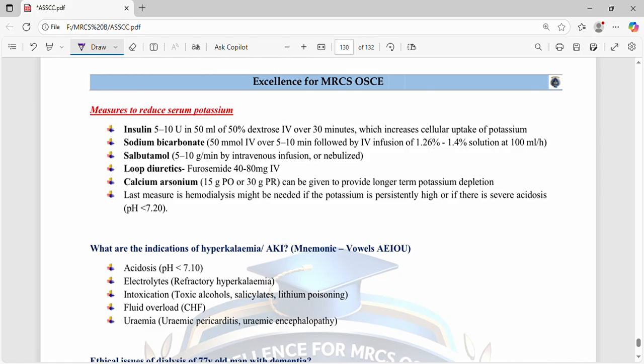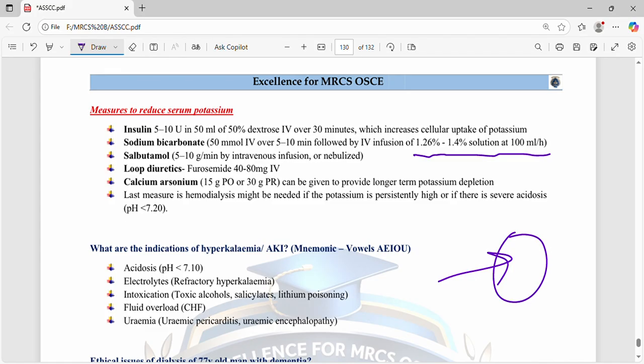So insulin, 5 to 10 units in 50 ml of 50% dextrose IV over 30 minutes, which increases the cellular uptake of potassium. So we know that insulin can cause reuptake. Then sodium bicarbonate 50 millimole IV over 5 to 10 minutes, followed by an IV infusion of 1.26 to 1.4% at 100 ml per hour. Salbutamol 5 to 10 micrograms per minute by intravenous infusion or nebulization.